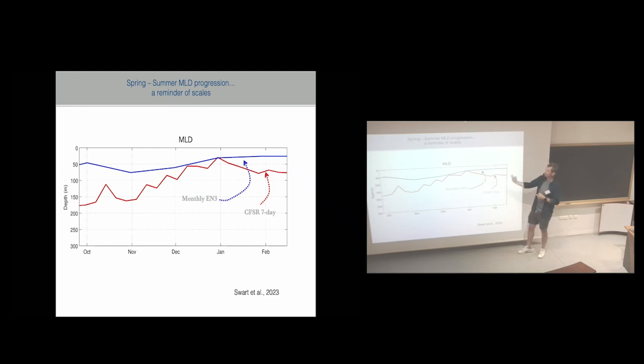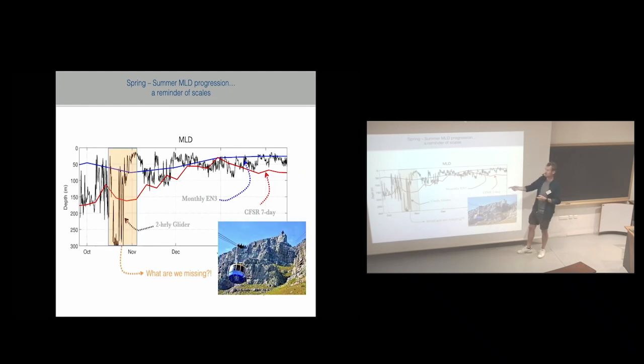And then you put the gliders on top of that, and you get a different view. This is the mixed layer that's occurring from the gliders. So there is a lot of information that we do not get from reanalysis products because we're not able to resolve them. Here's Table Mountain, for the South Africans in the crowd.